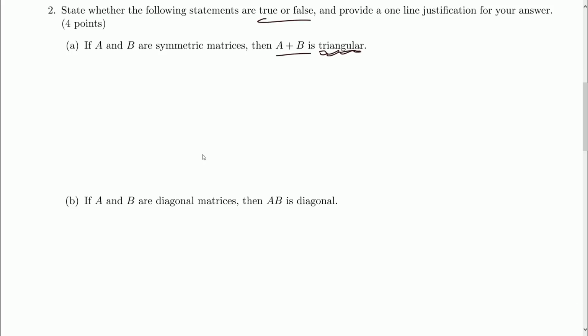Triangular. Okay. So remember what a symmetric matrix is. It means if I transpose it, I get the same thing. Okay? And triangular, remember what that means. That means it's either upper triangular, in which case, I'll do a couple examples to really make it clear. So, here's an upper triangular matrix.